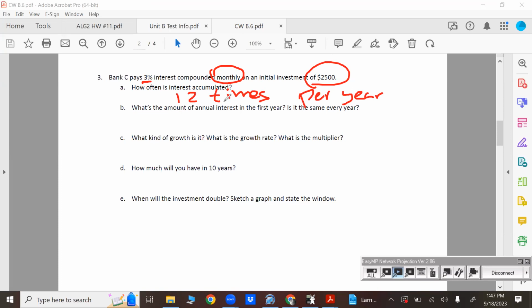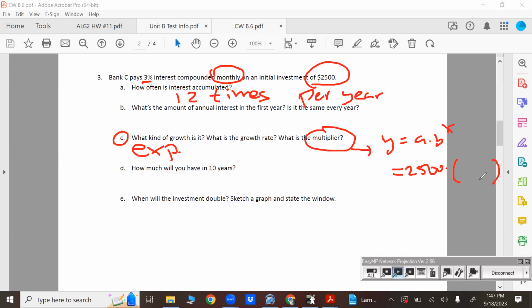Okay, before I do part B, let's actually make an equation, okay? Let's look at part C. Before I do part B, let's do part C. This is still exponential, right? The multiplier is a tricky one. So remember, y equals a times b to the x. So what's your initial amount again? 2,500.